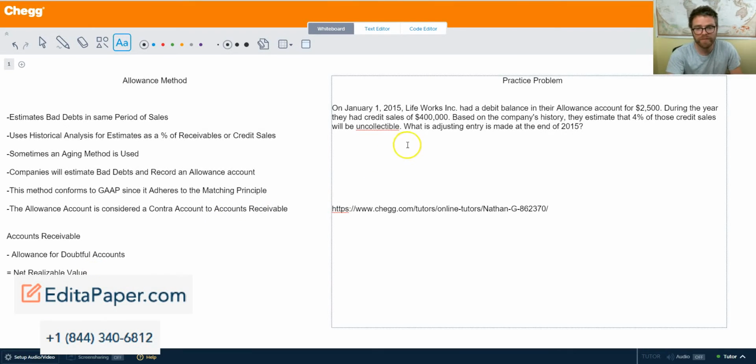So here we go. On the right side, we have a practice problem. On January 1st, 2015, LifeWorks Incorporated had a debit balance in their allowance account for $2,500. So at the beginning of the year, they already had a balance in their allowance account, most likely from a previous year carried forward. Now during this year, 2015, they had credit sales of $400,000. Based on the company's history, they estimate that about 4% of those sales will be uncollectible. So customers will not pay for about 4% is what they estimate. What is the adjusting entry to be made at the end of 2015?